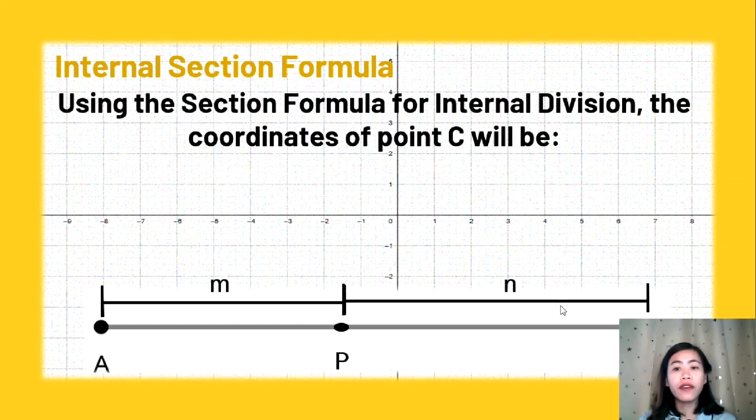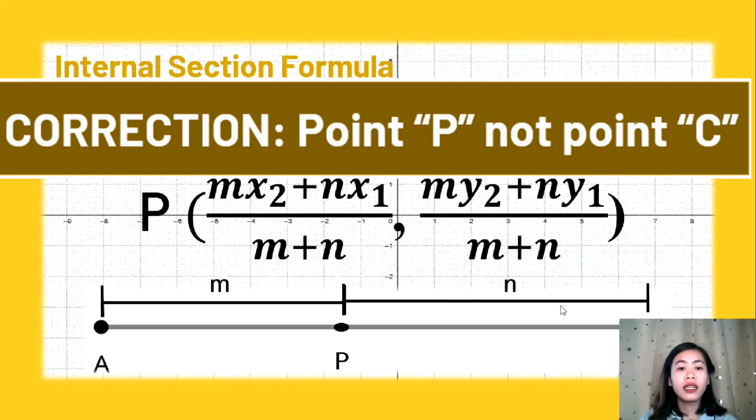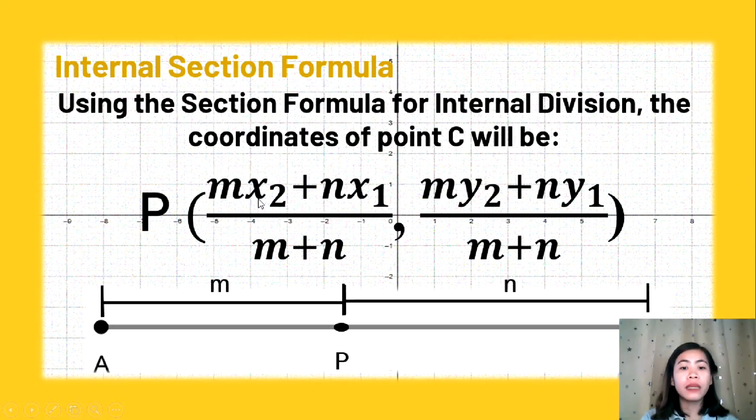Using the section formula for internal division, the coordinates of point C will be, for x value, the product of m and x sub 2 plus n and x sub 1 all over the sum of m and n. For y value, we have the product of m and y sub 2 plus the product of n and y sub 1 all over the sum of m and n.